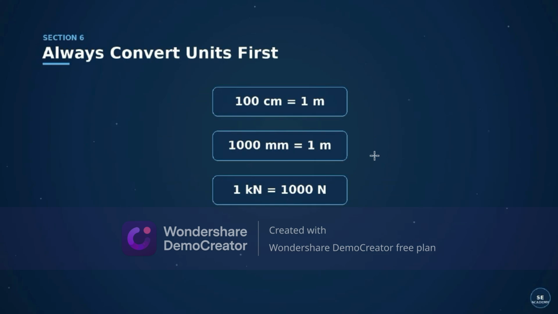But always convert units first. Whenever you are calculating, you are given a question. For example, they give you 100 centimeter. Convert it to what? To 1 meter. So here is the conversion. 100 centimeter is equal to 1 meter. 1000 millimeters is equal to what? 1 meter. 1 kilonewton is equal to 1000 newtons.